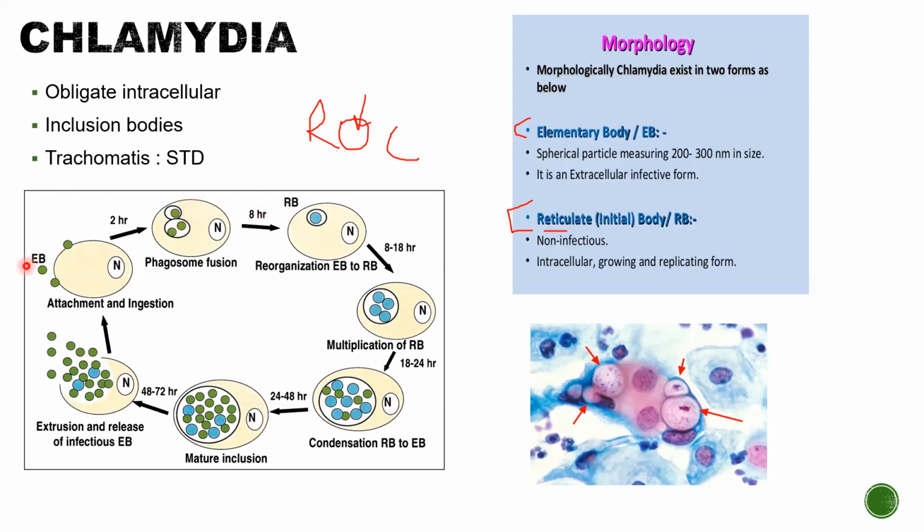So it starts off as elementary, which is extracellular and infective, then becomes phagocytosed. When it's phagocytosed, it wants to multiply and replicate, so it changes form into a reticulate body. This form is the one that multiplies, replicates and condenses. After that, it releases all of these infective forms again into the blood. These are EBs. Once released, it's called an elementary body again. Then the process repeats over and over again.